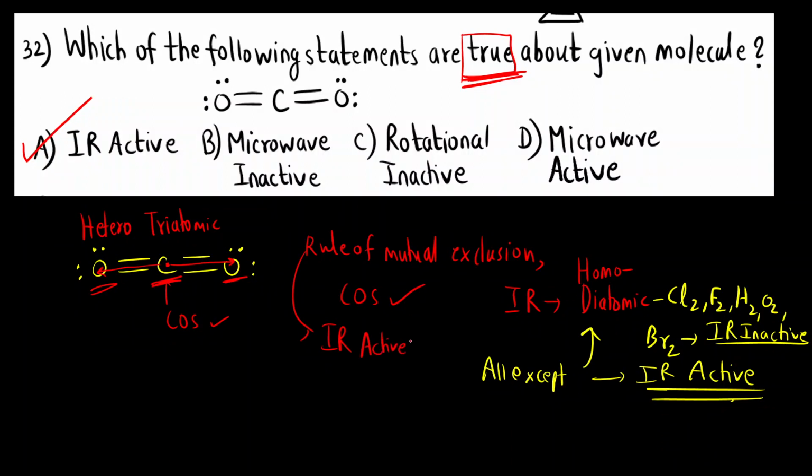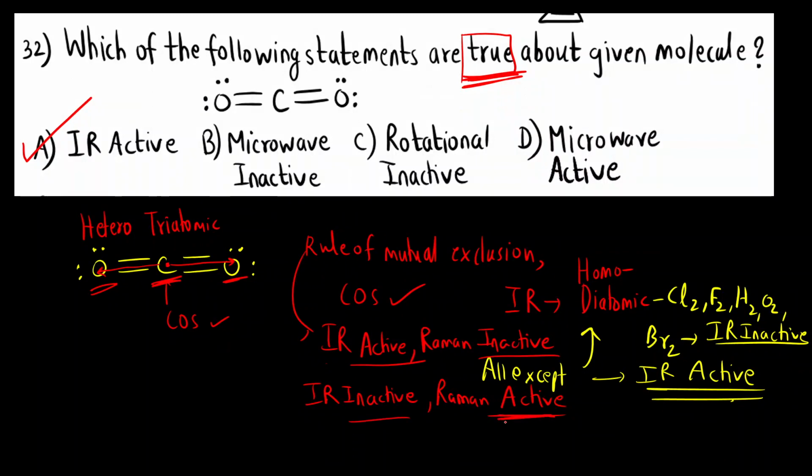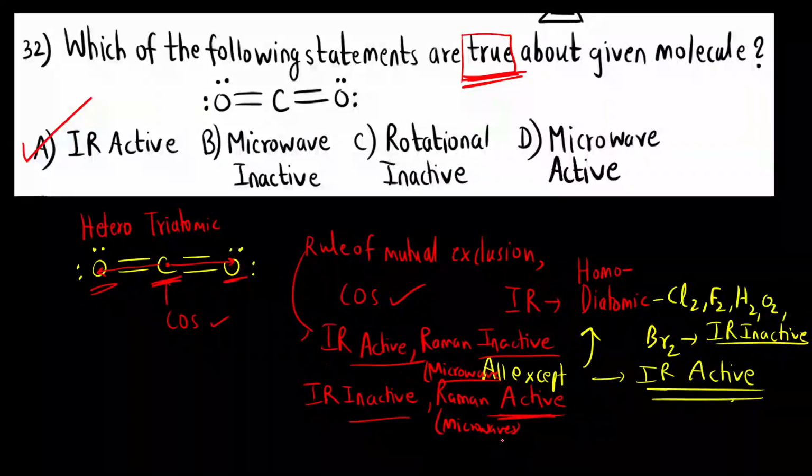If a molecule is IR active, then it will be Raman inactive. And if the molecule is IR inactive, then Raman will become active. Yeah, opposite. Raman is nothing but which waves we use in that? We use microwaves. So IR active, so it is going to be microwave inactive.